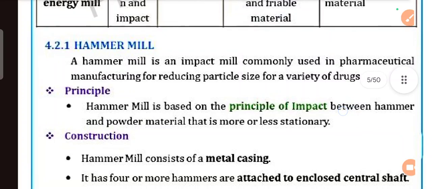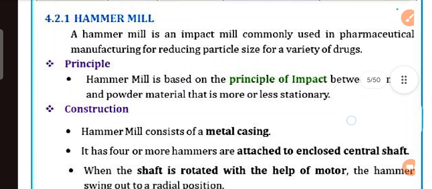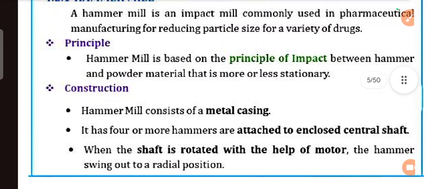Hammer mill. A hammer mill is an impact mill commonly used in pharmaceutical manufacturing for reducing particle size for a variety of drugs. Principle: hammer mill is based on the principle of impact between hammer and powder material that is more or less stationary. Construction.